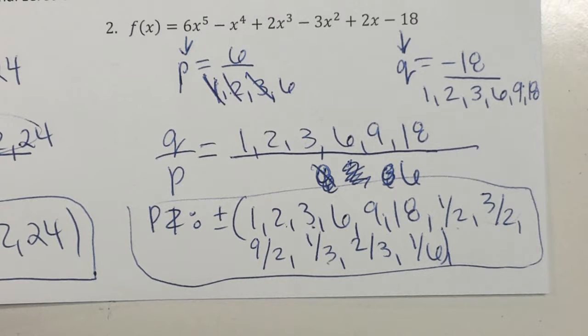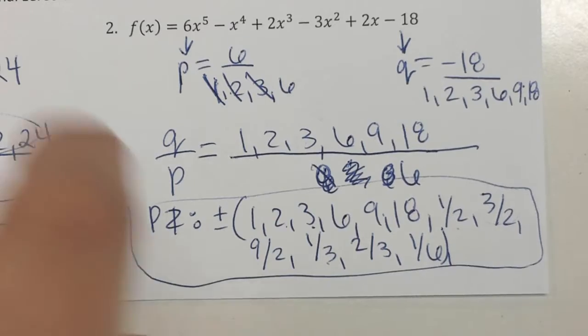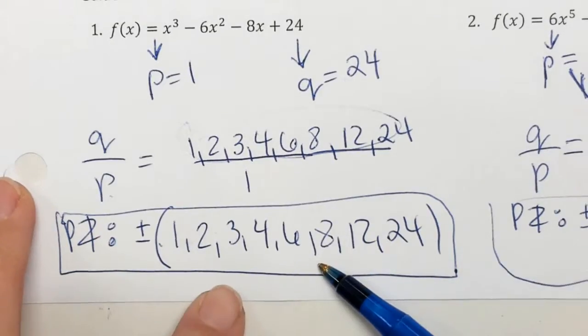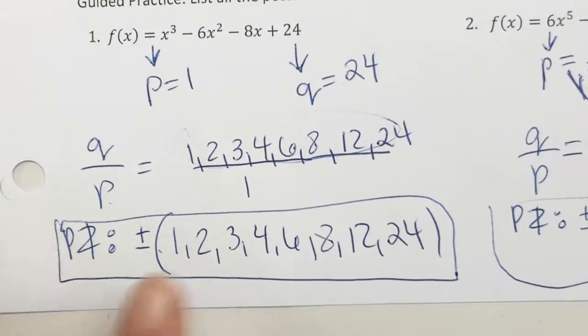I'll only make y'all do that for like one of them, and then we'll use your calculator. But on your test, one of the problems will say list all the possible zeros. That's how you do it. And that's all. Alright, flip it over.